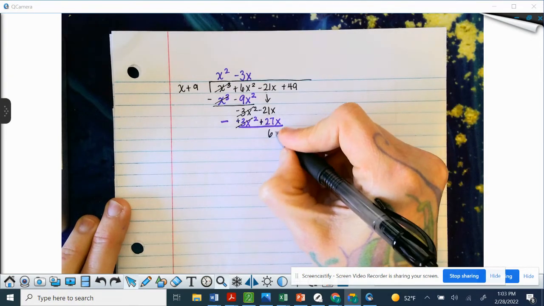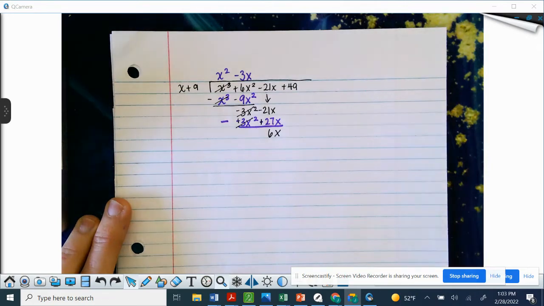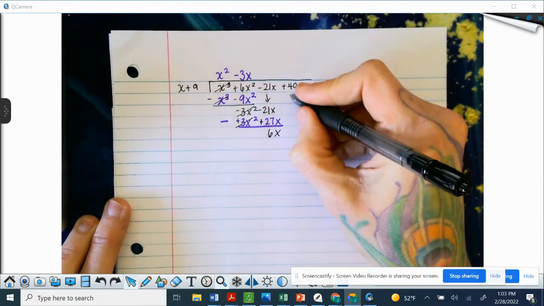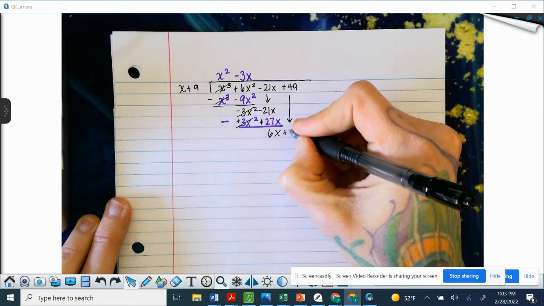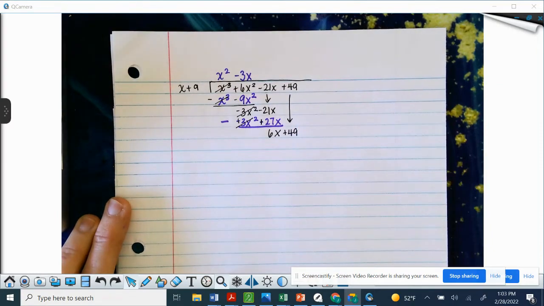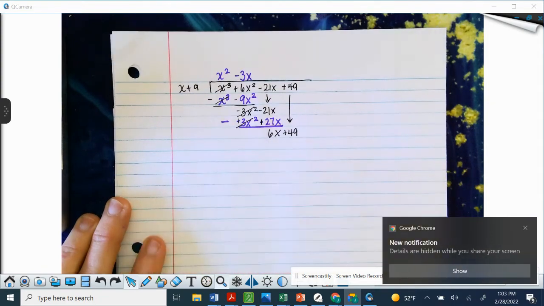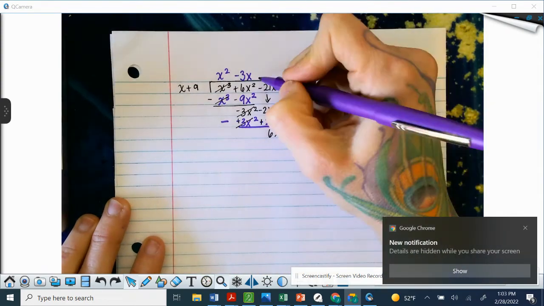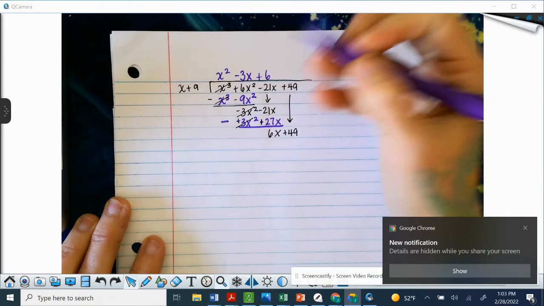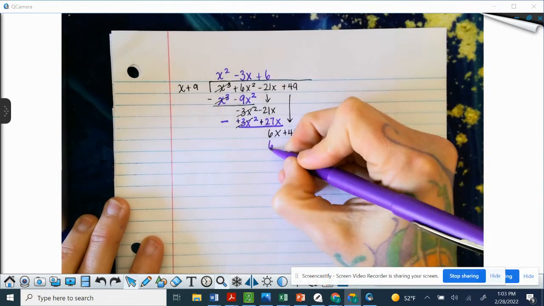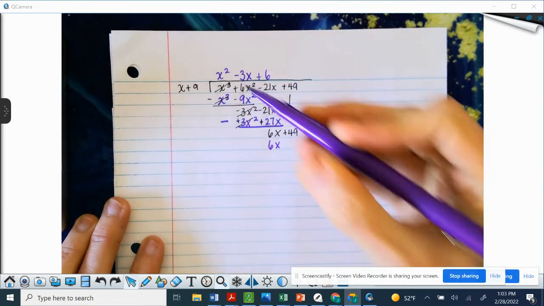Is everybody okay so far? Yes, ma'am. Perfect. We're going to bring down our 49. So what did I multiply x by to get 6x? And that's going to be that 6. So 6 times x gives me 6x. 6 times 9 gives me 54.